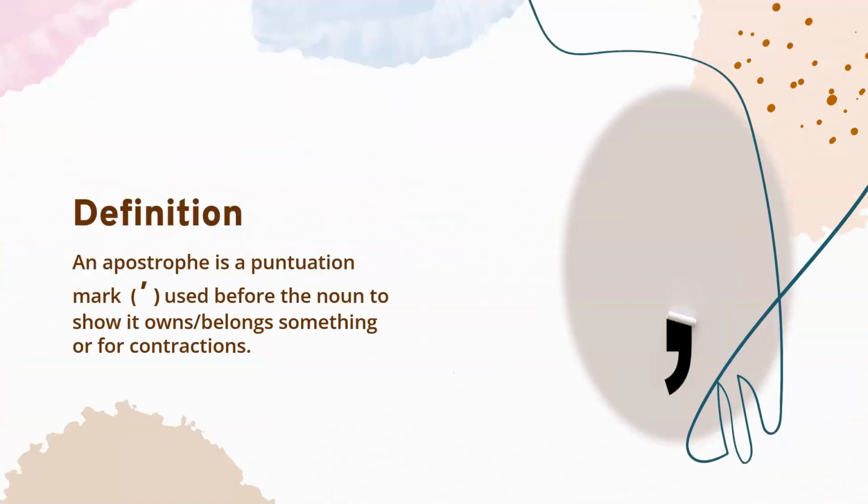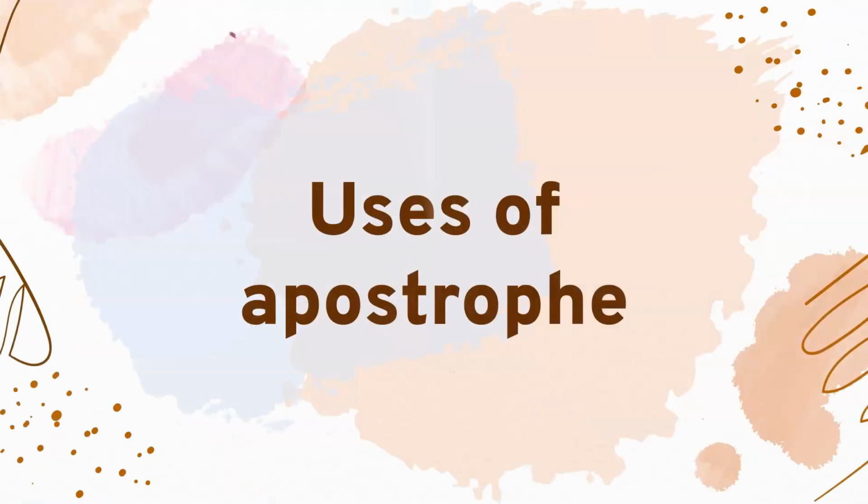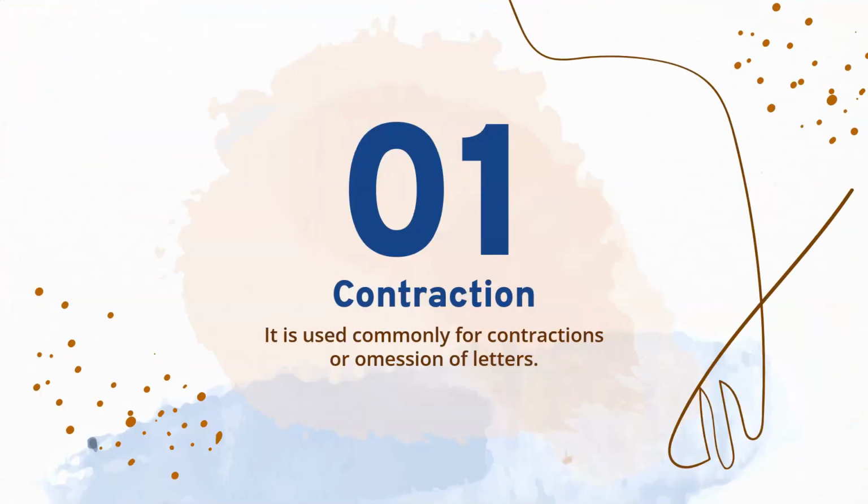What is apostrophe? An apostrophe is a punctuation mark, this type of mark, which is used before the noun to show its owner, that it belongs to something, or for contractions. Its uses are: contraction. It is used commonly for contractions or omission of letters.